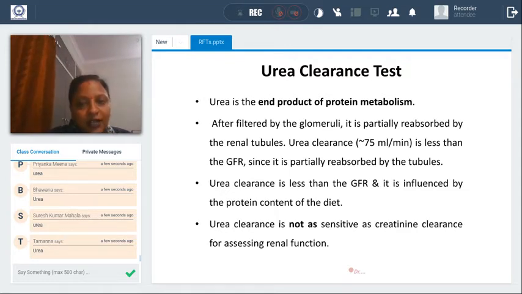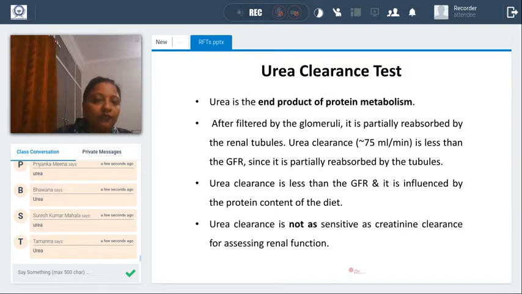Urea clearance is less than GFR and it is influenced by protein content of the diet. Urea clearance is not as sensitive as creatinine clearance for assessing the renal function.